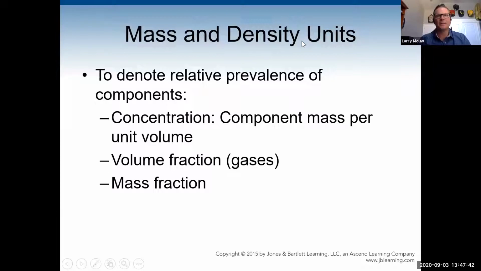So as we use mass and density units, we use these to denote relative prevalence of components, such as a concentration. This is the component mass per unit volume. So the concentration of, say, a bleach concentration is going to tell you how much bleach is actually in that total jug. You know, a gallon of bleach isn't pure bleach unless it's commercial grade or something like that, but it's got a percentage. That's that concentration of actual bleach within that gallon.